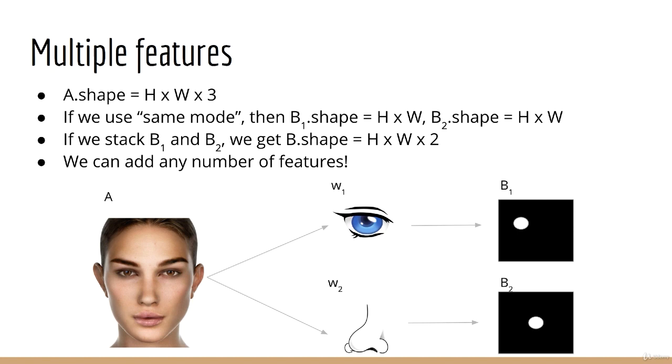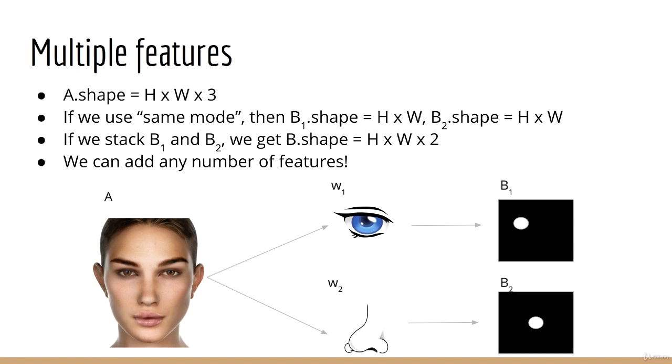So consider for a second what would happen if you had two filters acting on the same input image. Call the input image A. Call the first filter W1, call the second filter W2. The output of A convolved with W1 is B1, and the output of A convolved with W2 is B2. Let's say for simplicity's sake that we're using same mode convolution so that B1 and B2 have the same height and width as A. So if A is h by W by 3, then B1 is h by W, and B2 is also h by W. Now we have two outputs, B1 and B2, but with different features found in each. What should we do with them?